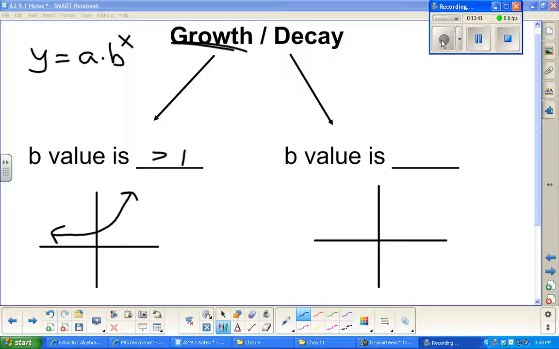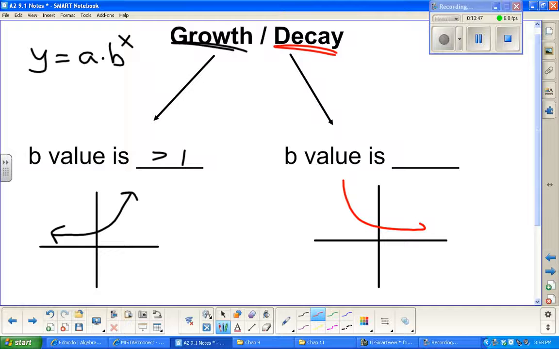Okay, and the graph will look like that, where as it goes to the right, it increases. The other option is this decay. We saw the graph look like that. This is one we just finished. This is when the b value is between 0 and 1. Okay, so it's going to be less than 1, but it's going to be bigger than 0.